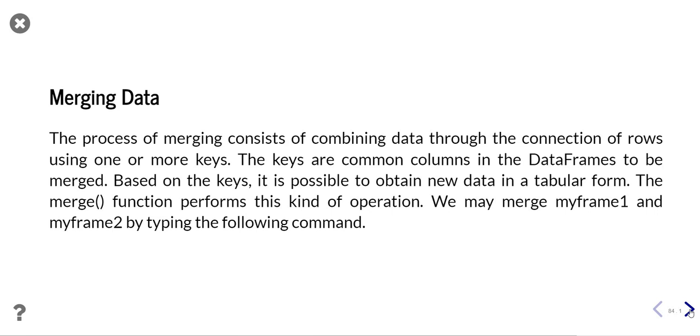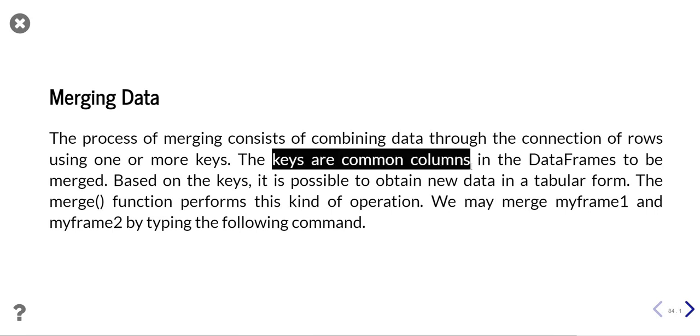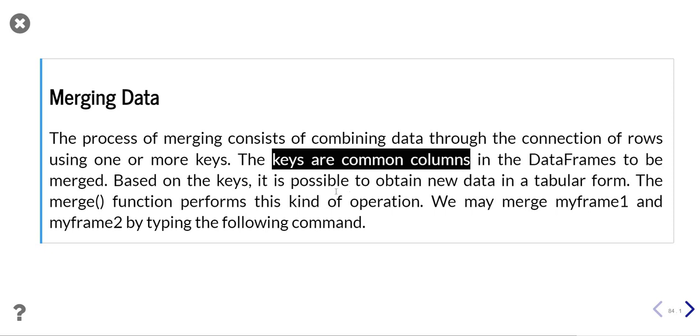All right. So now let us go through, let me just check the time. Okay, so what we have seen is the concatenate. Now we are looking at merging the data. When you want to merge, you are trying to merge through the connections of rows, or you use the keys. The keys are the common columns to be merged. So based on the keys, you will obtain a new data in tabular form, and merge does that, either using the keys of the columns or common values.